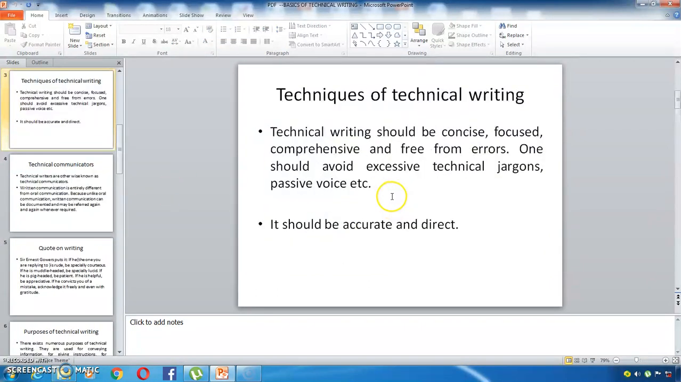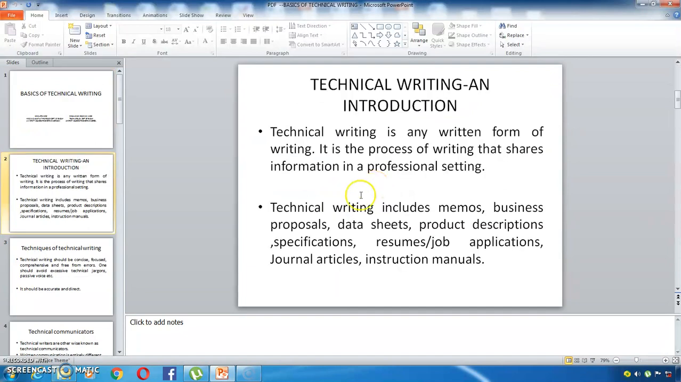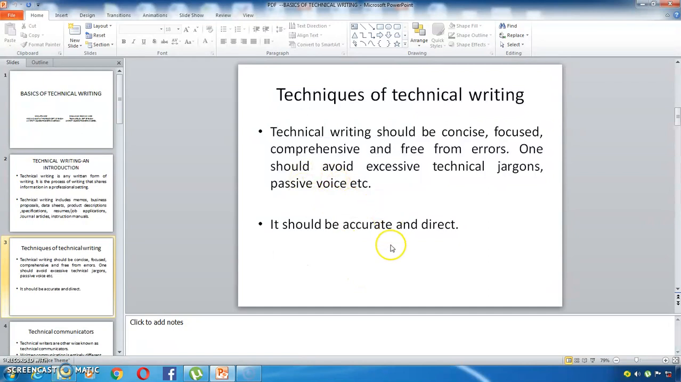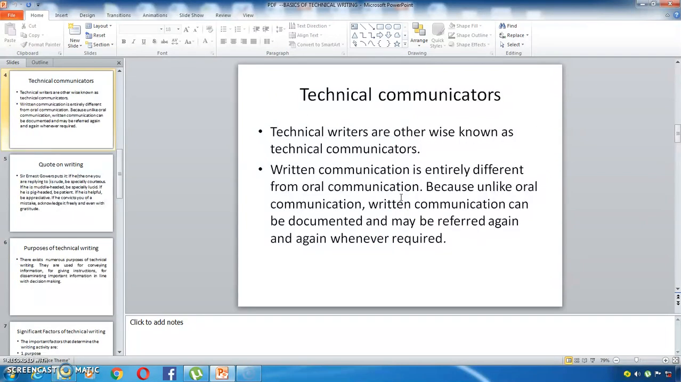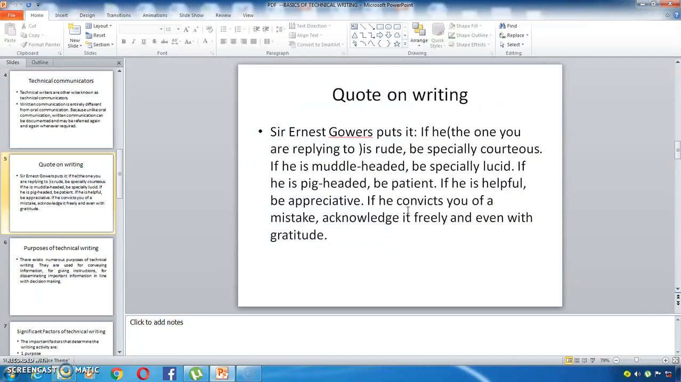So today we have seen the basics of technical writing. Technical writing has so many things like memos, business proposals, data sheets, product descriptions, resume, journal articles, and we should be very simple enough to write that. A very important thing is your writing should be free from errors, and since it's a written communication, it should be documented. It may be documented and referred to for future use. So while documenting, we should be cautious enough to write that.